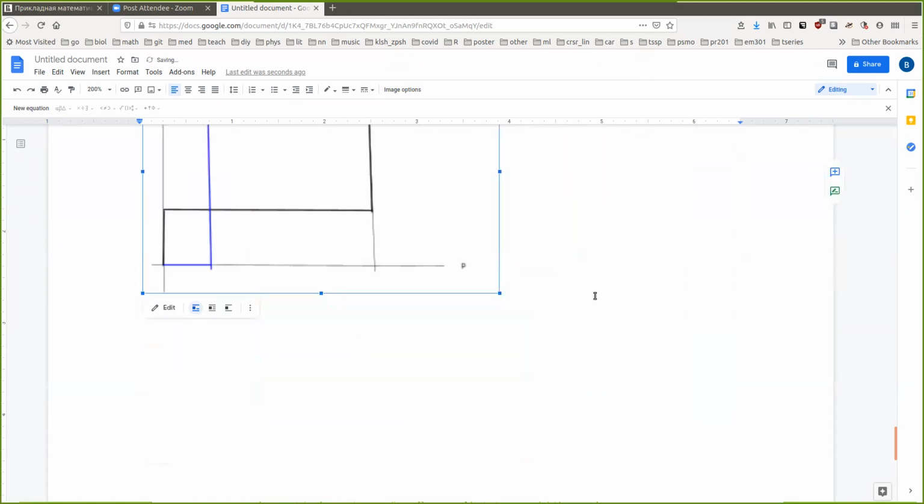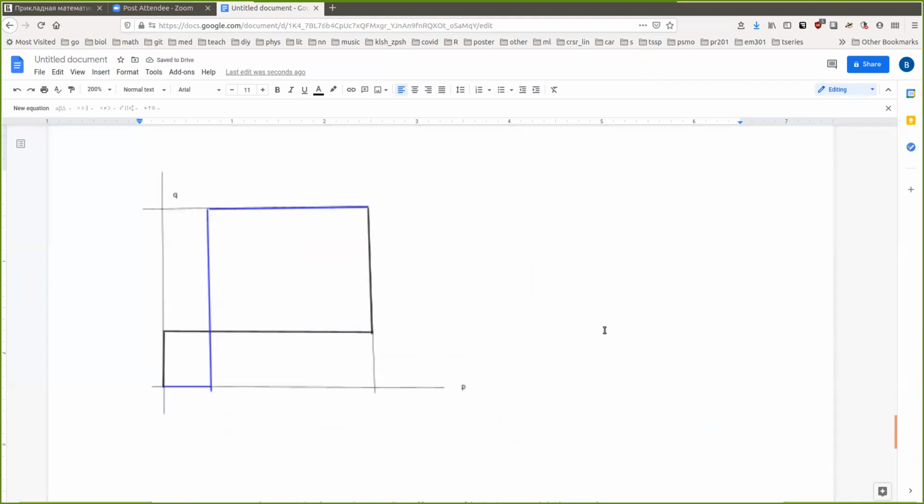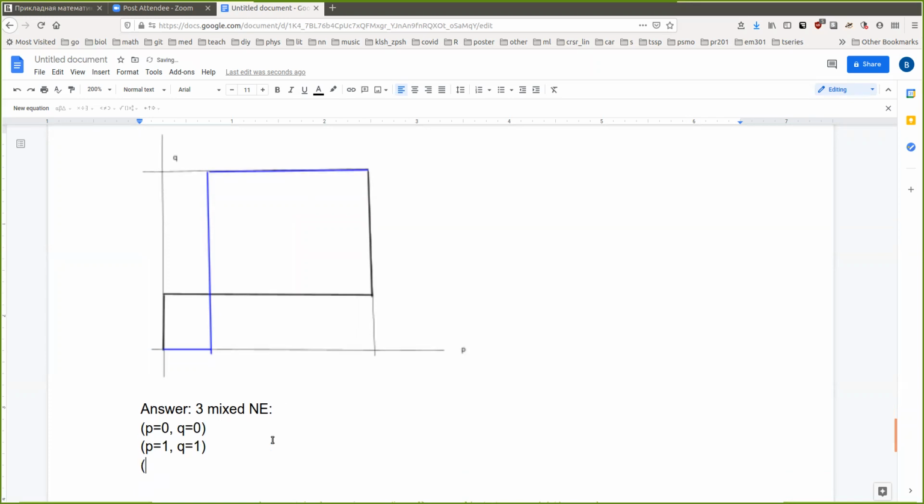It's enough to say that I see that I have three Nash equilibria. So the final answer: I have three Nash equilibria. The first one is P equal to 0, Q equal to 0. The second one, where best response functions intersect, is P equal to 1, Q equal to 1. And the last one is P equal to 1/3 and Q equal to 1/3.